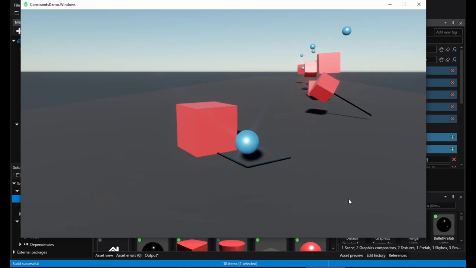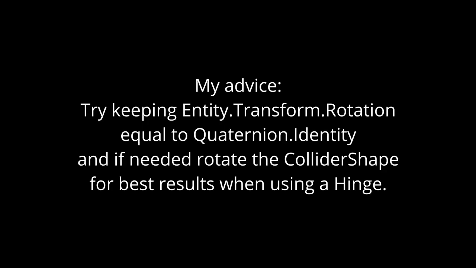And also, for the best results, try to keep the rotation of the constraint object at identity. If they are slightly rotated, I'm not exactly sure what is the correct logic for the behavior there. So it might need some experimentation to get right.